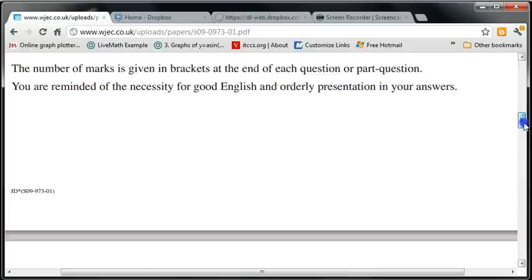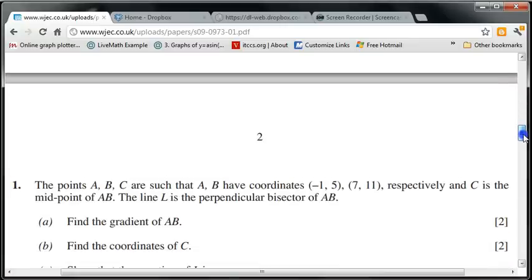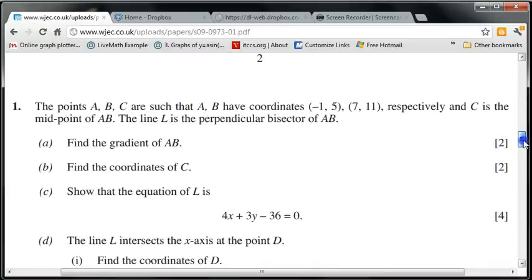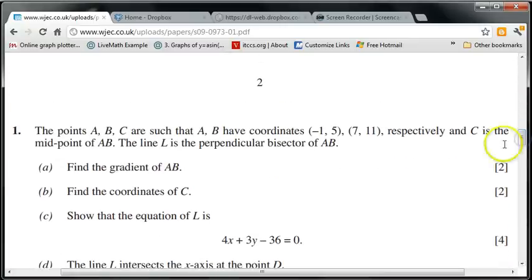We don't really need to worry about the order. We can do the exam paper in any order we want. Okay, so the marks are given on the right hand side, of course, for each question. Now here's the first question. Let's have a quick look through the paper then, as though we're in the exam.